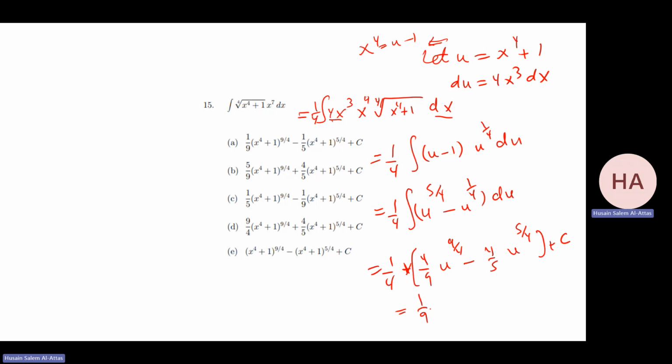So you have 1 over 9 u, which is x to the power 4 plus 1 to the power 9 over 4 minus 1 over 5. This 4 cancelled the 4 outside. x to the power 4 plus 1 to the power 5 over 4 plus c, which is this one.